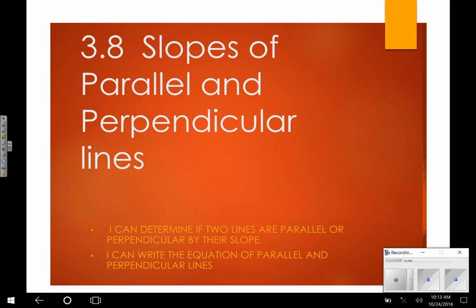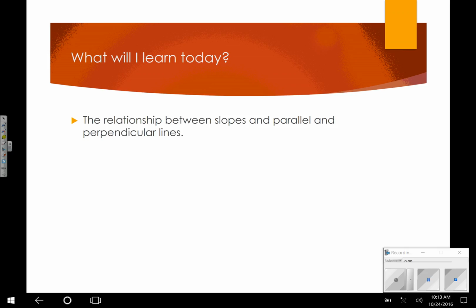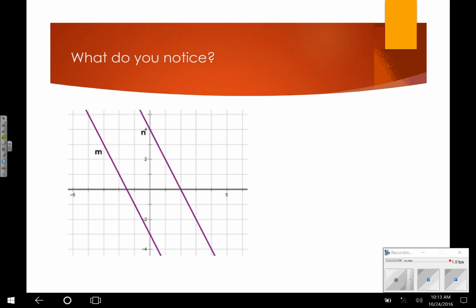Of parallel and perpendicular lines. Okay. And you're going to talk about the relationship between the slopes and parallel and perpendicular lines. So here I have two parallel lines, and let's look at the slope of those.